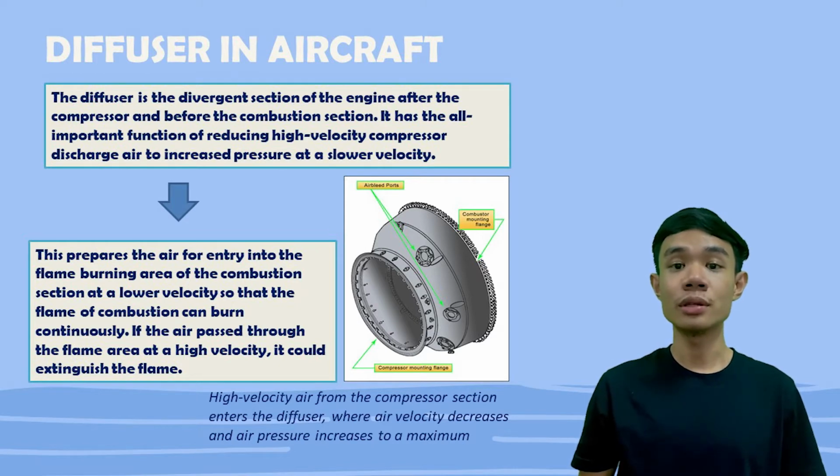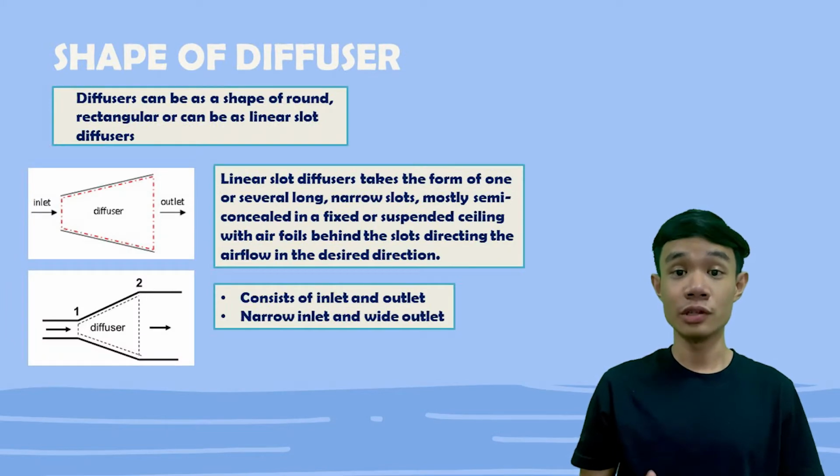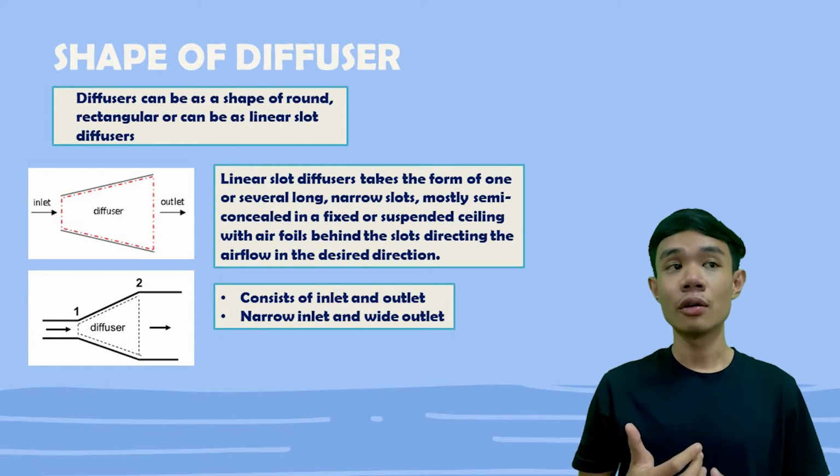The figure shows the diffuser in a turbine. High velocity air from the compressor section enters the diffuser where air velocity decreases and air pressure increases to a maximum. Okay, next, shape of diffuser. A diffuser can be round, rectangular, or a linear slot diffuser.